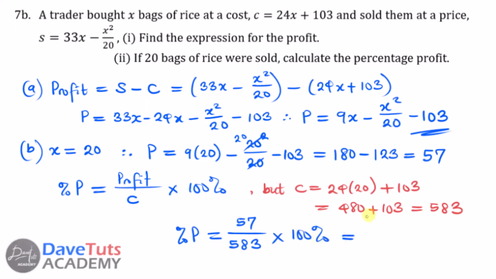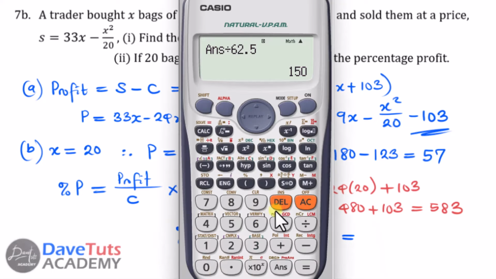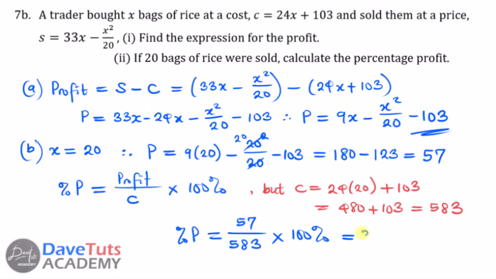That is going to give us, let's use our calculator now, 57 divided by 583 times 100. This is 9.77. So we can approximate it to be 9.78. So that is 9.78 percent as the percentage profit if 20 bags of rice were sold. All right.